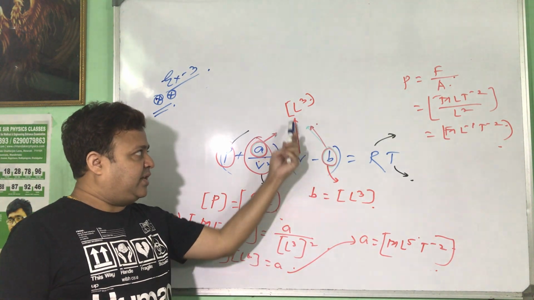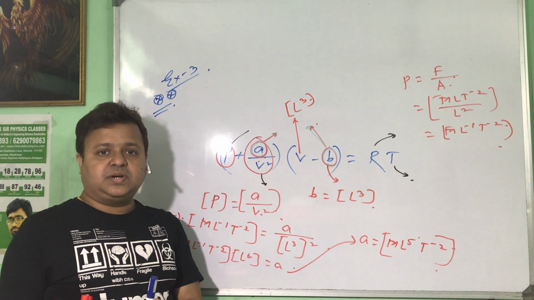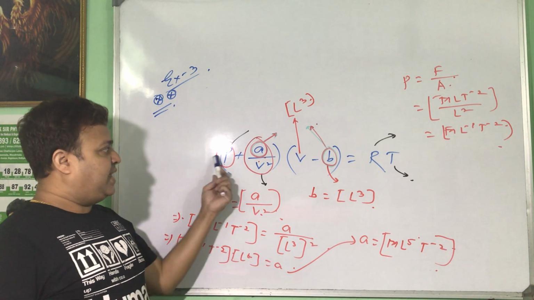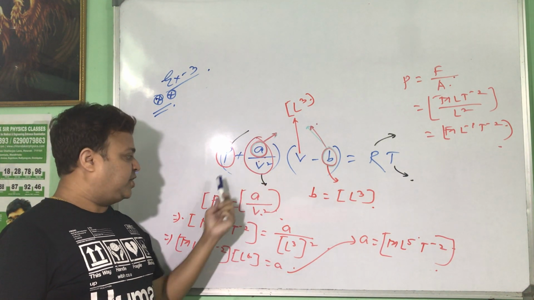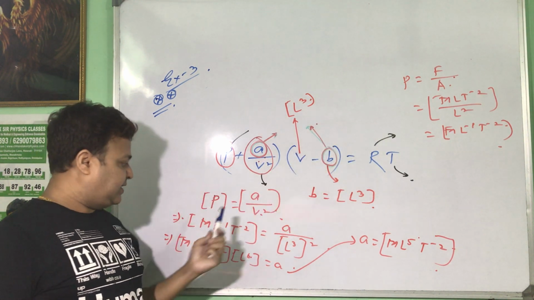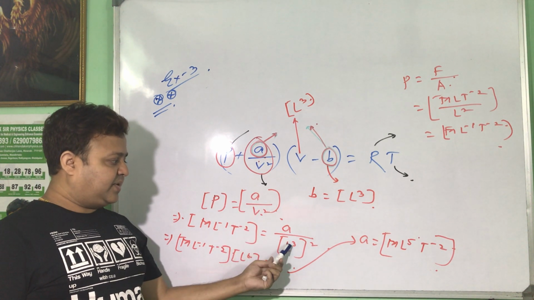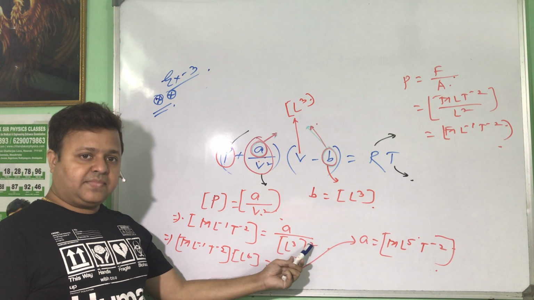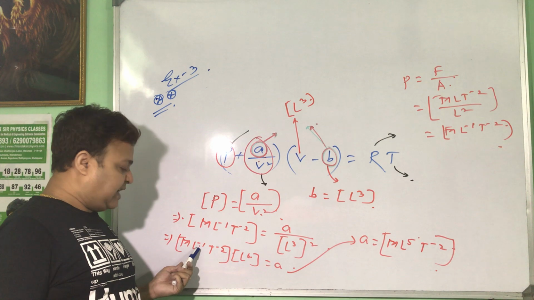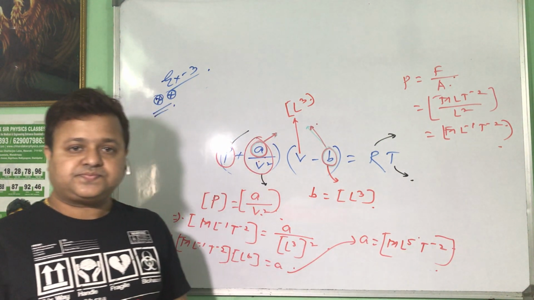Dimension of b must be equal to the dimension of volume, that is L cube, because we can add or subtract only quantities of the same dimension, according to the principle of homogeneity. And in P plus A by V square, the dimension of pressure is equal to the dimension of A by V square. What is the dimension of pressure? Force per unit area, that is M L minus 1 T minus 2, equal to A by V square. V square means L cube whole square, that is L to the power 6. According to the laws of indices, it becomes L to the power 5. So the dimension of A is M L to the power 5 T minus 2.